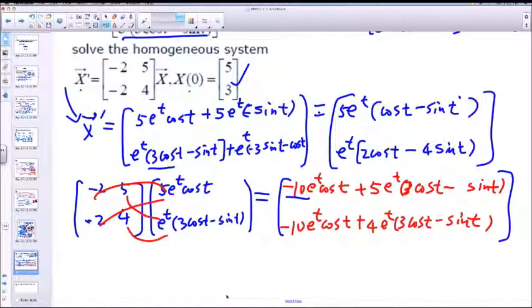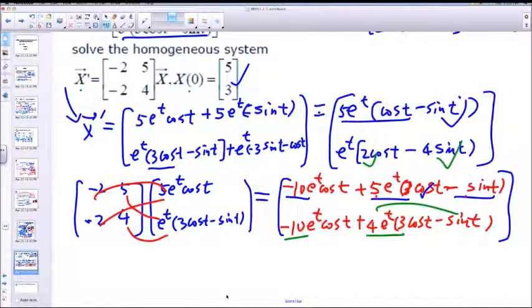Negative 10 plus 15, you get a 5. That's right. The cosine is right. The sine is negative 5. That's right. See? 5 times negative 1. And look at the second row. Negative 10 plus 12, that gets a 2. That's right. And then minus 4, that's right. So now you have checked it.